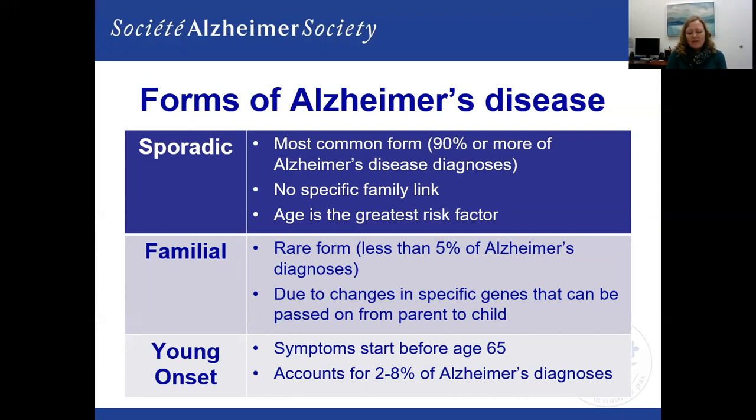When symptoms of dementia start before the age of 65, we use the term young onset dementia. Young onset dementia accounts for an estimated 2 to 8% of all dementia cases. While it's rare, there are 16,000 Canadians currently under the age of 65 living with young onset dementia. And people living with young onset dementia can be in their 50s, their 40s, or in some cases, even their 30s.